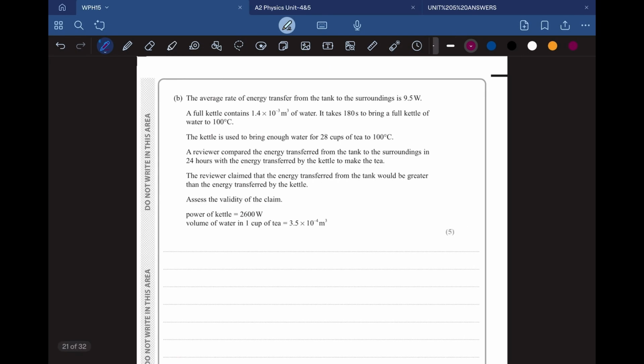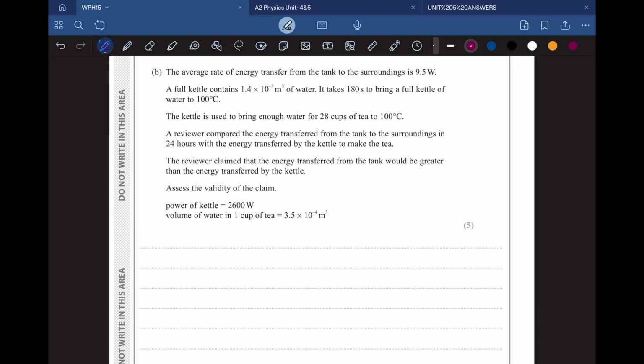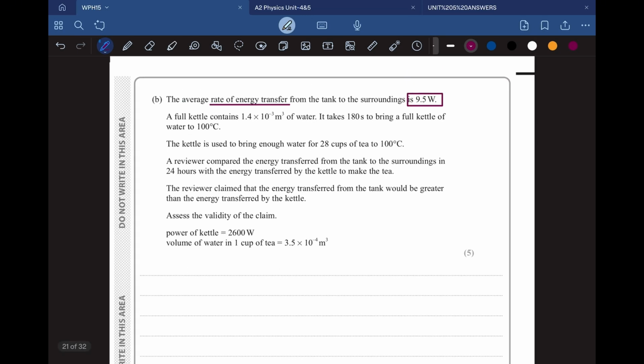Okay, now let's move on to the next part. It says the average rate of energy transfer from the tank to the surrounding is 9.5 watt. So this is the average amount of energy that is transferred from the tank to the surrounding. All right, rate of energy transfer. What does rate of energy transfer mean? The other word for rate of energy transfer is power, because we know power is equal to energy divided by time taken, and when there is time, we know this is rate of energy transfer. Energy divided by time means rate of energy transfer. Rate means it includes the time. So in other words, average rate of energy transfer means average power.